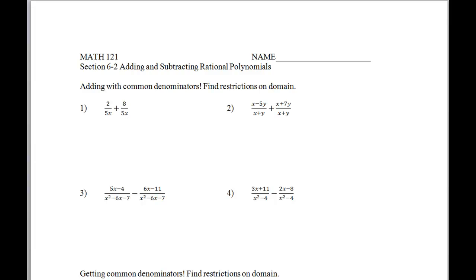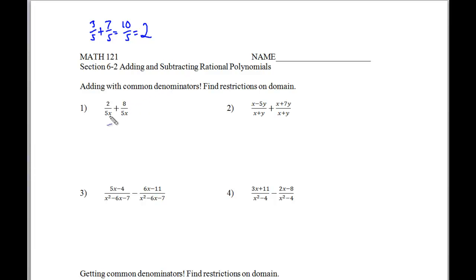Just like adding fractions with common denominators, things are pretty easy because when you have two fractions with common denominators, all you do is put the numerators together. For example, if you have 3/5 plus 7/5, then your answer is 10/5, or you can simplify that down to 2. Now, the same thing goes with this.